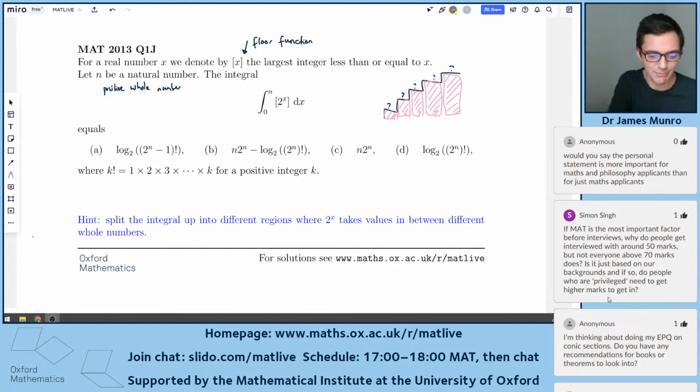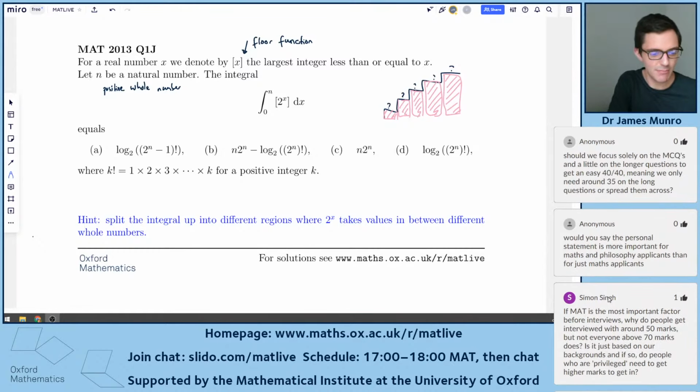What I said, personal statement is more important for maths and philosophy applicants than just for maths applicants. I think not really. So the maths and philosophy applicants also need to be good at maths. Is it more important? Gosh, I guess we have that kind of philosophy interview as well. So let's say a little bit.